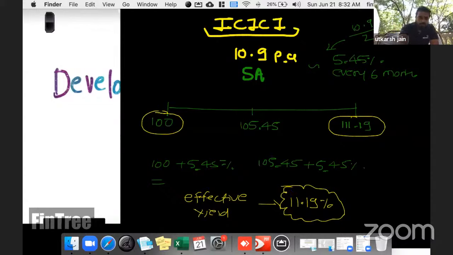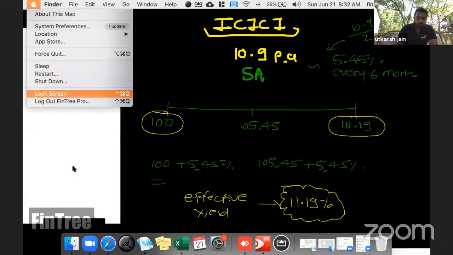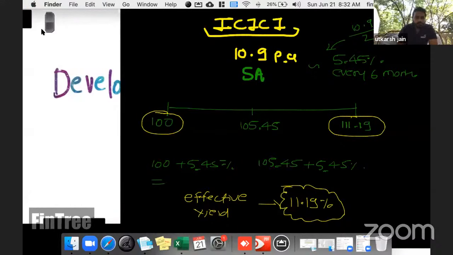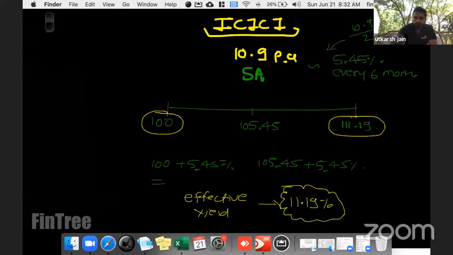Now, is this the only way to do it? No, there are 2-3 other ways through which we could have pulled this off. So let's look at some methods. There are more methods through which we could have got that 11.19. So let's call this method number 1, and let's look at method number 2 now.